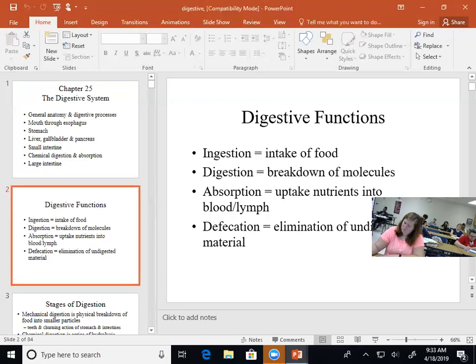I want you to know that in digestion, there are two types. There's mechanical and there's chemical digestion. What would mechanical suggest to you? Chew your food. That's exactly right. Chew your food. Cut it up well before you put it in your mouth, even.